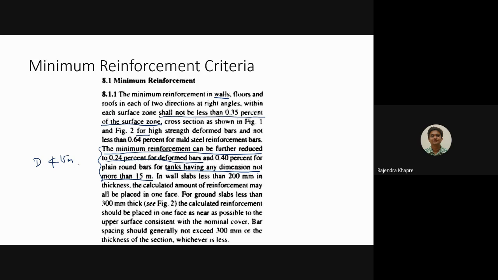So till now we have designed GSRs plus aerators which were satisfying this particular criteria because the dimensions were less than 15 meters. But in this particular case, one of the diameters is 20 meter, so we cannot use this criteria. This relaxation of 0.24% is not applicable in this case. Therefore now we have to use the AST minimum as 0.35%.